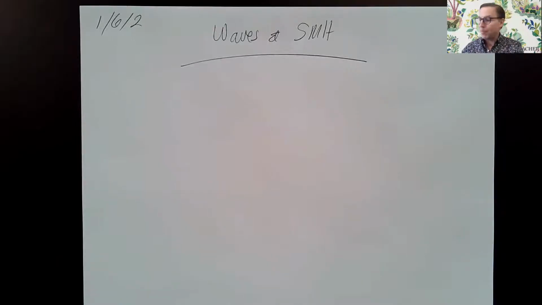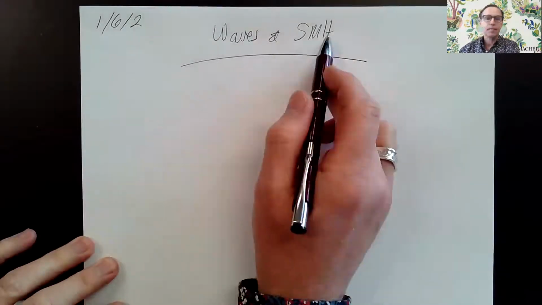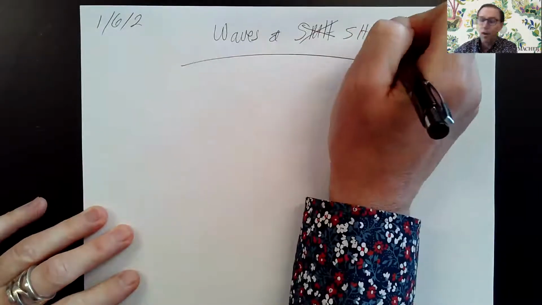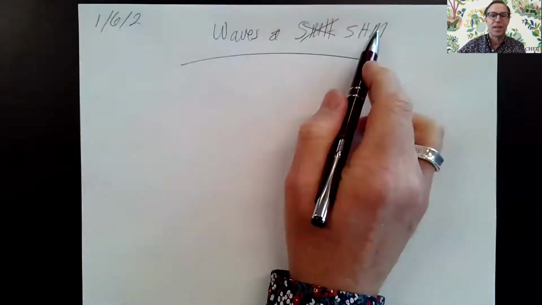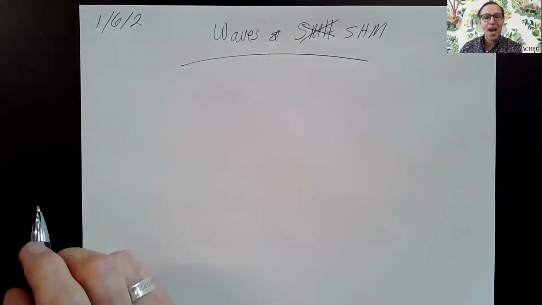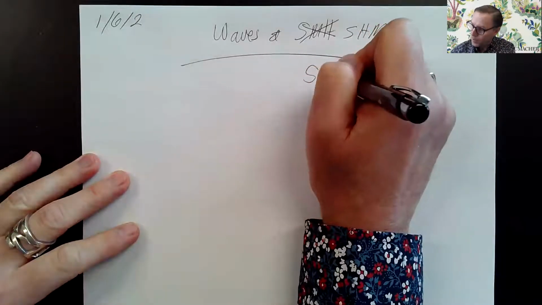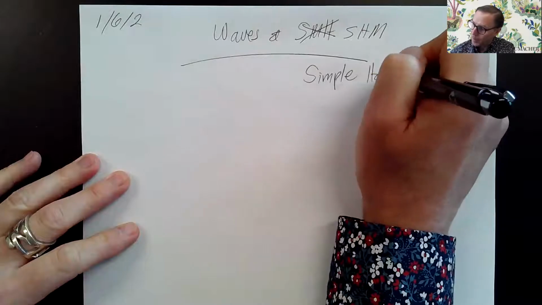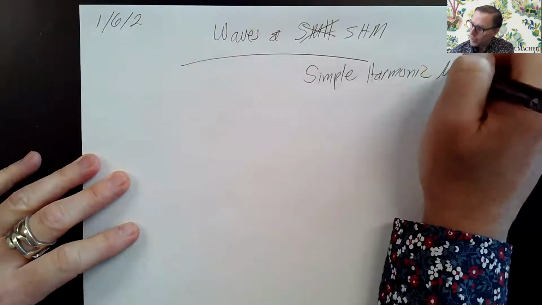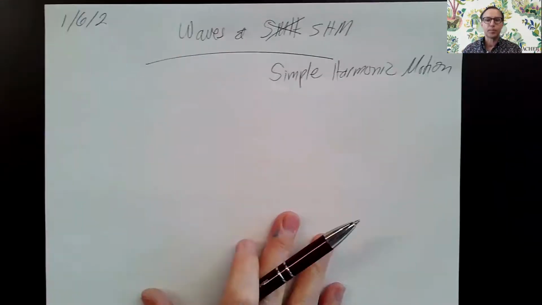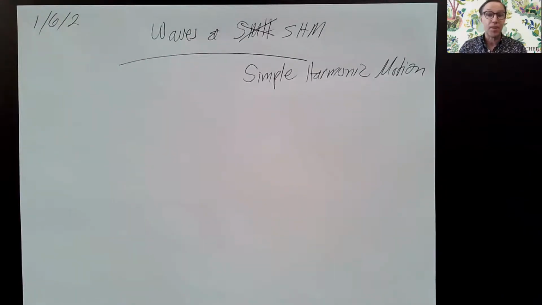And last time, I mentioned this SHM. I hope I wrote SHM and not SMH. SHM stands for simple harmonic motion. And that's what we're going to talk about today, simple harmonic motion. So that was the big secret last time. What does SHM stand for?